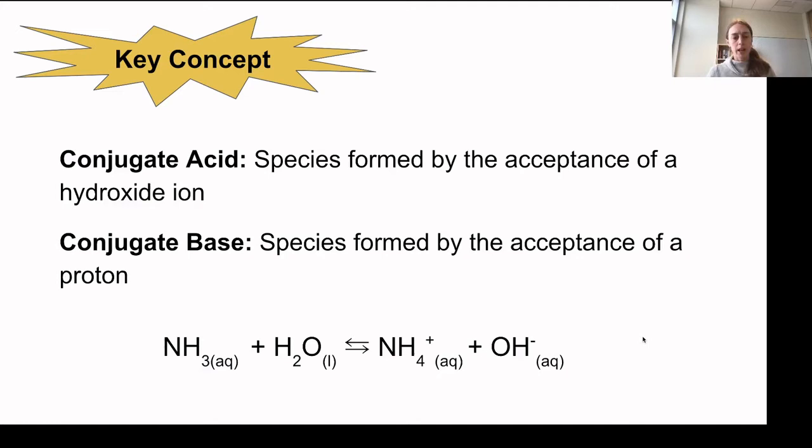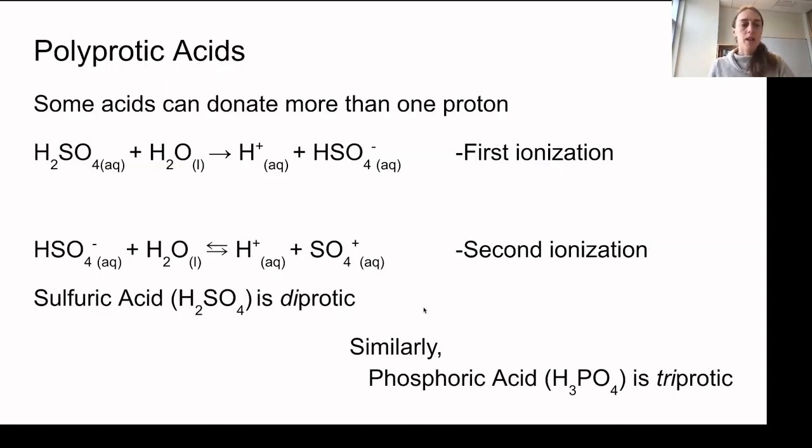So a conjugate acid is a species formed by the acceptance of a hydroxide ion, and a conjugate base is a species formed by the acceptance of a proton. So in this case, for our ammonia, our acid here, our conjugate base is ammonium because it accepted the proton.